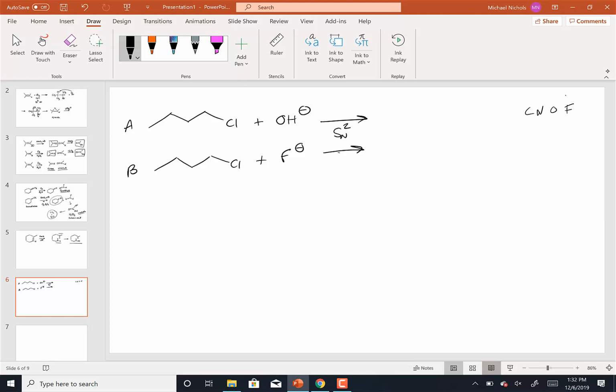Because when we're going horizontally, what are we basing nucleophilicity on? Base strength, or basicity. And how does basicity increase? Going from right to left. And so hydroxide is a stronger base, therefore it's a stronger nucleophile. So this reaction would be faster.